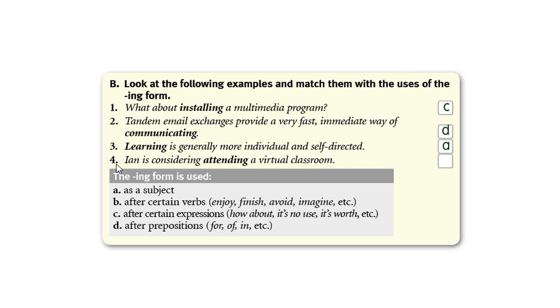Number 4. Ian is considering attending a virtual classroom. Now considering falls under after certain verbs: enjoy, finish, avoid, imagine and other similar verbs. After these verbs we add ing, for example like, enjoy, and other verbs that express feelings.